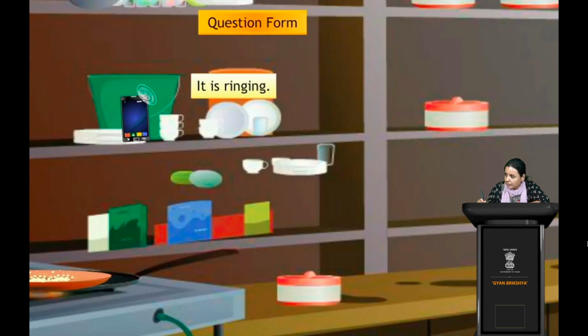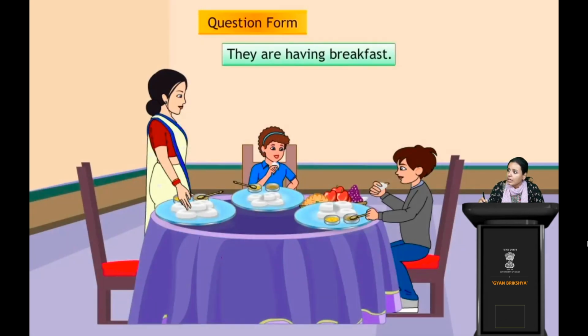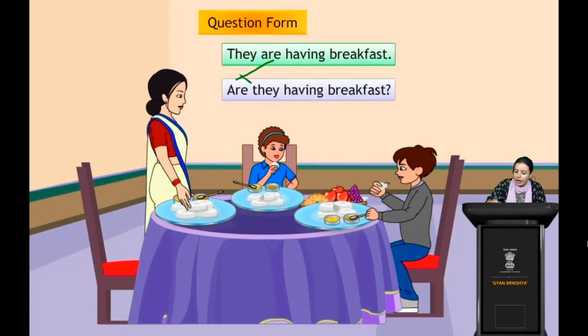It is ringing, right? That is, the phone is ringing. So is it ringing? Same format. We have to just visualize and then say. Okay, now see what is this? They are having breakfast, right? Are they having breakfast? So same. Are will come first and then they having breakfast, question mark. This is the format. Now see.